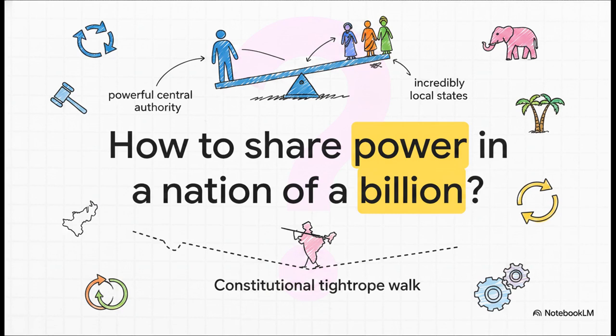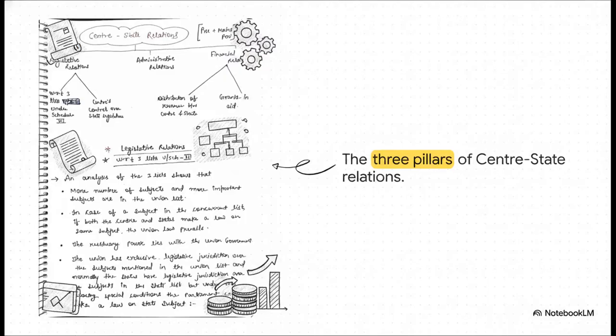To understand this, we have to start with the most fundamental challenge of federalism, balancing a powerful central authority with incredibly diverse, localized states. How do you ensure national unity without completely crushing local autonomy? It's a massive constitutional tightrope walk, and we're going to break down exactly how the Indian Constitution attempts to pull this off. Think of it like the DNA of the Indian state.